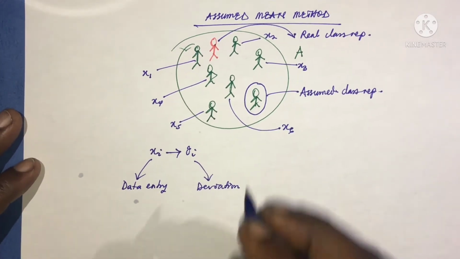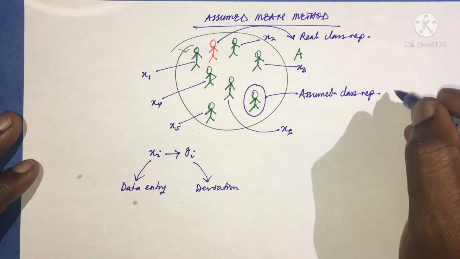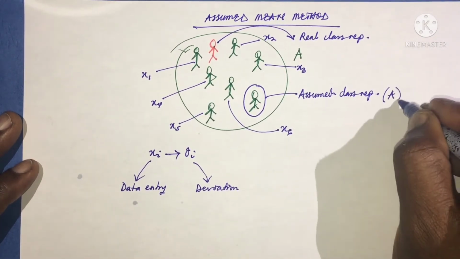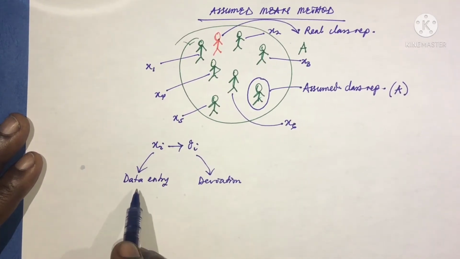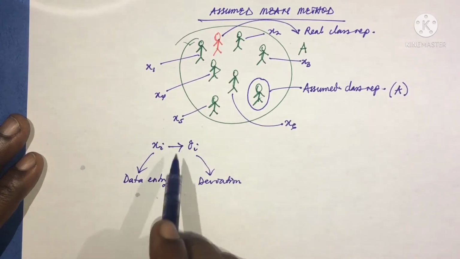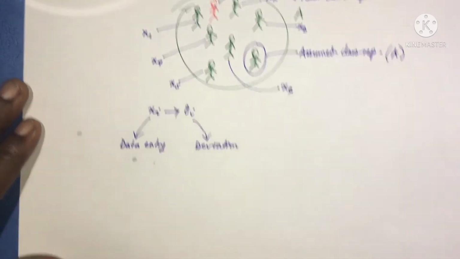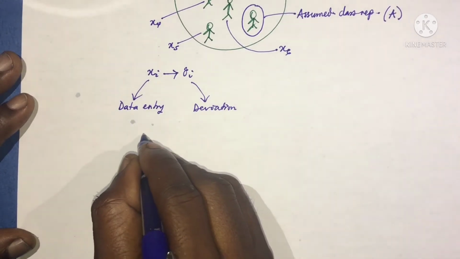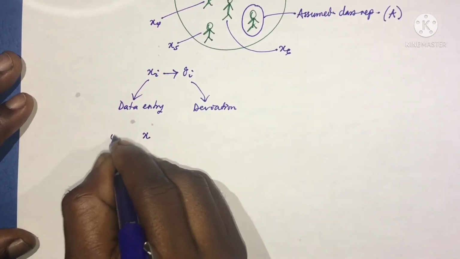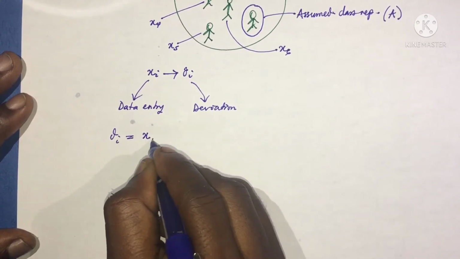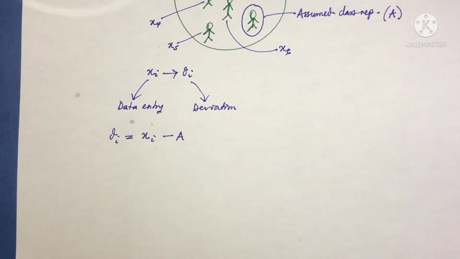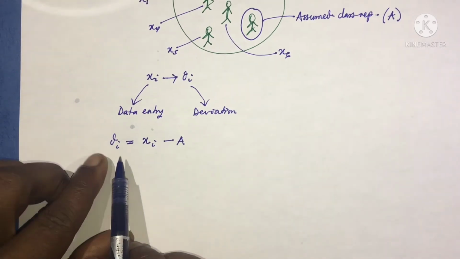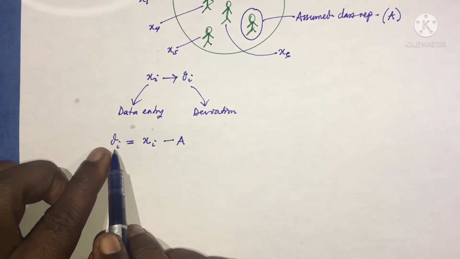So, this assumed class rep, we shall use the letter A to represent. If to every data entry, because of the assumed class rep, there is a deviation from the assumed class rep, then what it means is that we now have a gap di equal to xi minus a. And that is where my development begins. And I want you to follow the story properly. So my development begins with taking note of this.